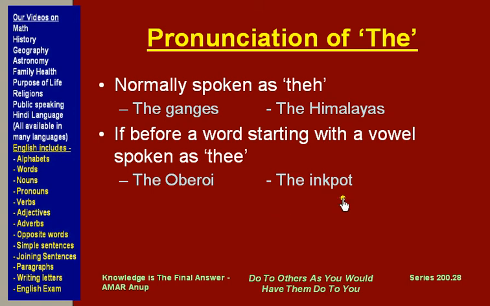the inkpot. There are 5 vowels and you can learn more about vowels in our chapter on alphabets. The 5 vowels are A, E, I, O and U. So these are vowel sounds, so we use "thee" before vowels.